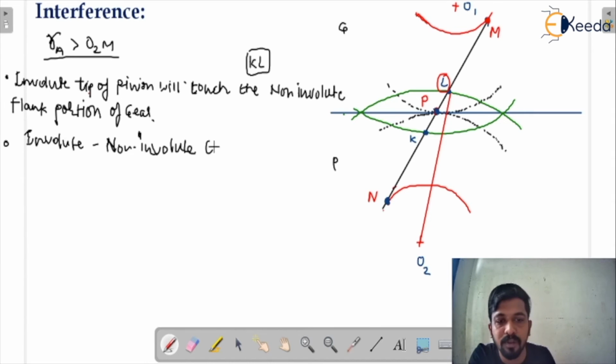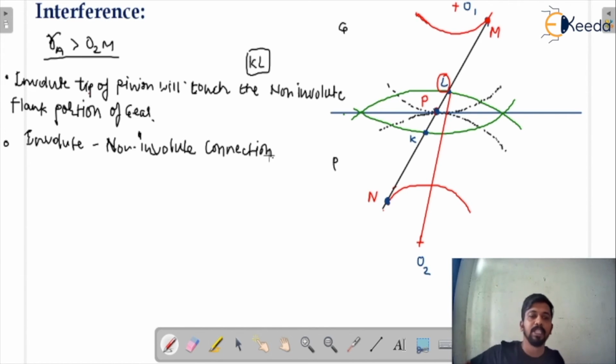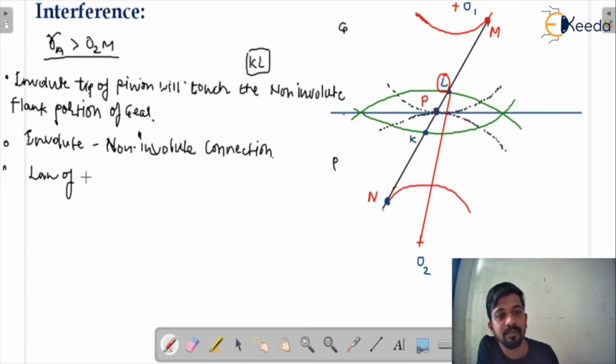Because we all know for the law of gearing, the line of action must pass through the pitch point and it is tangent to both the base circle of the gear and the pinion. So there will be an involute non-involute connection and the law of gearing is not satisfied. So I am just writing here: law of gearing is not satisfied. And what would be the next point?